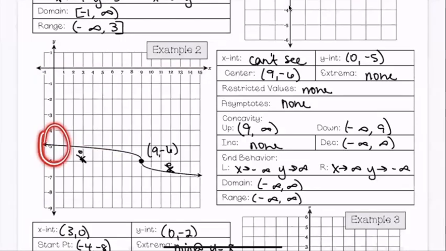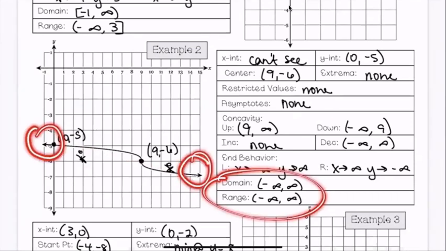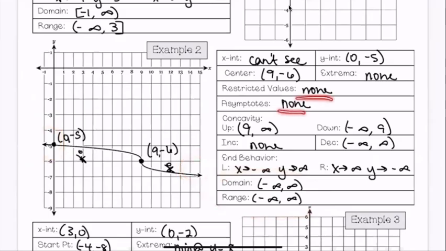We were given the y-intercept. Forgot to mark it. It's right there at 0, -5. The center I've marked. I also marked our concave up and down. That'd be right here. Remember, it swaps at the center. We are decreasing the entire time because it's going down. That's how we got to here. And then it exists forever from negative to positive infinity because it has arrows on both sides, which is also why we have no asymptotes, no restricted values, and no extrema.